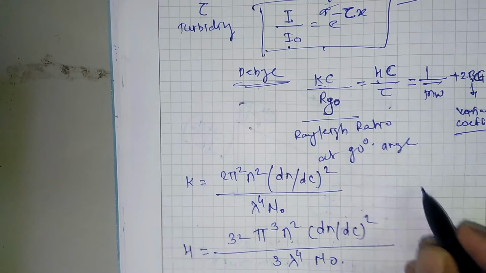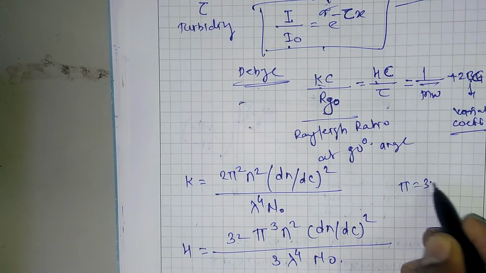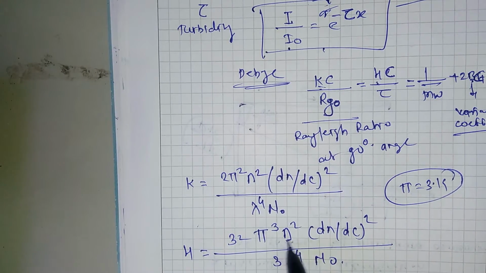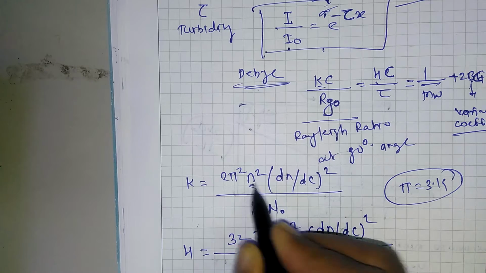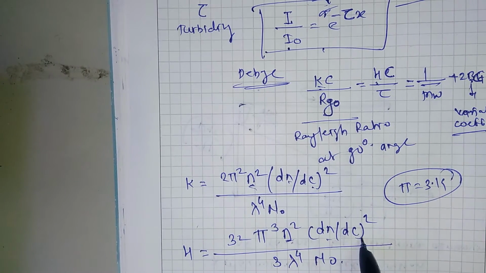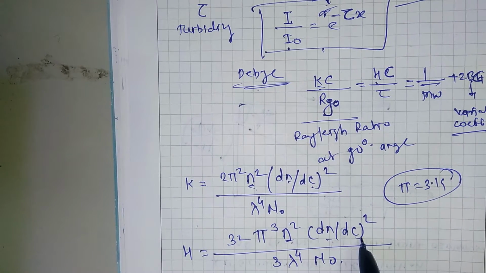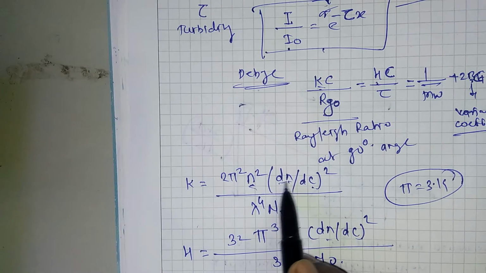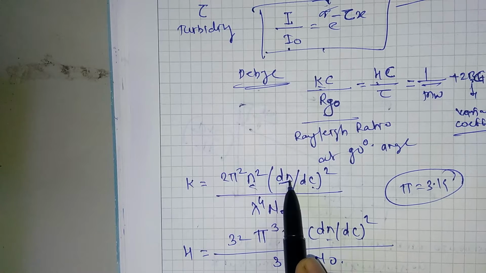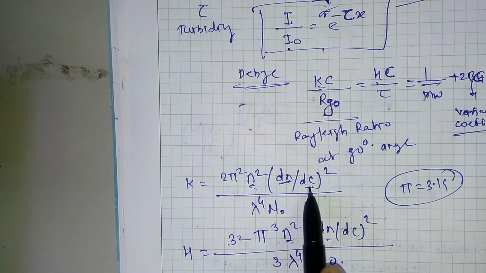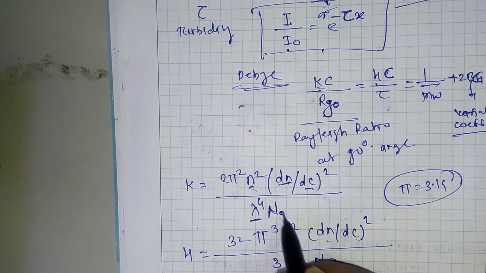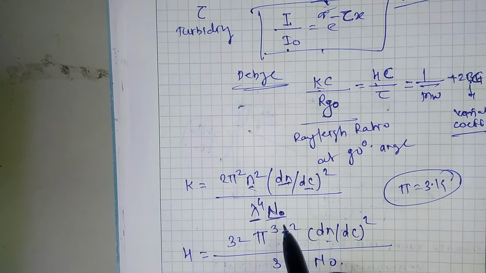Here pi is the numerical value 3.14. n is the refractive index of the solution. This dn by dc is the refractive index increment, that is the change of the refractive index with respect to the concentration. And here lambda is the wavelength of the incident light, and N0 is the Avogadro's number.